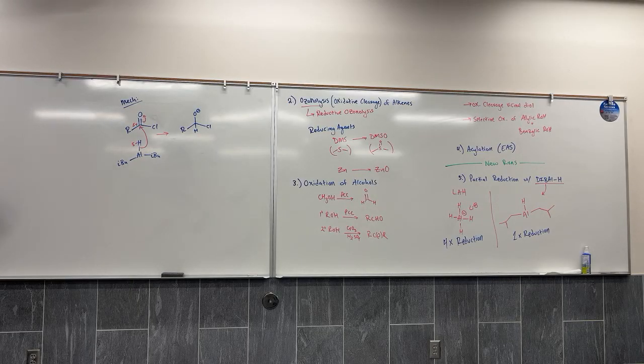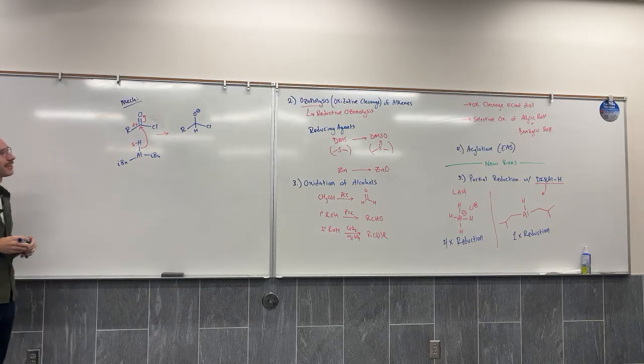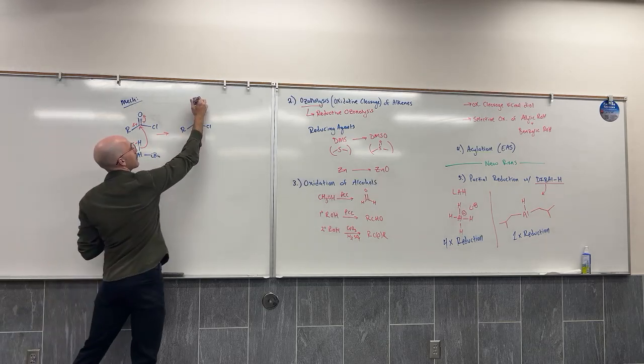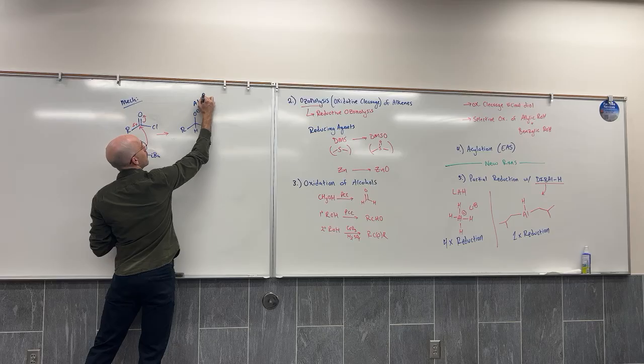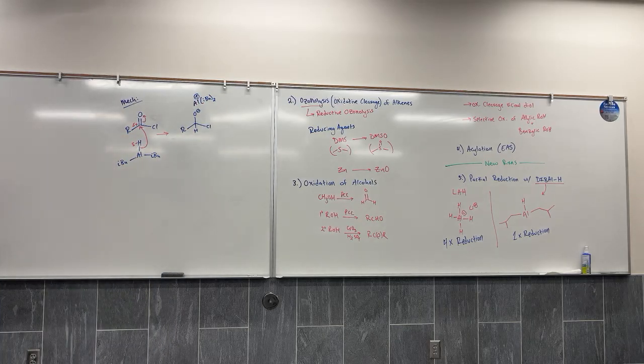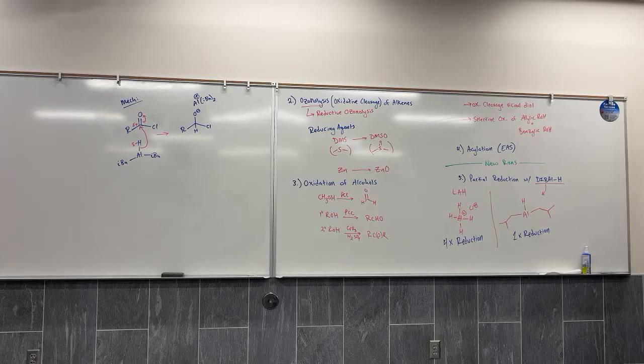Now, this structure, I don't like showing this because I haven't bonded it well. The aluminum and the oxygen are balancing each other's charge. This intermediate is a tetrahedral carbon that came from a trigonal planar carbon. So we call it a tetrahedral intermediate.